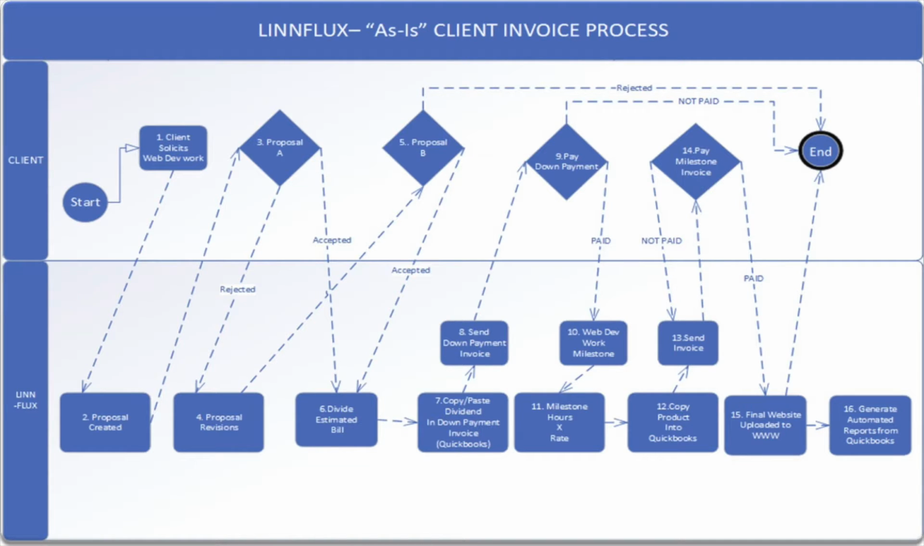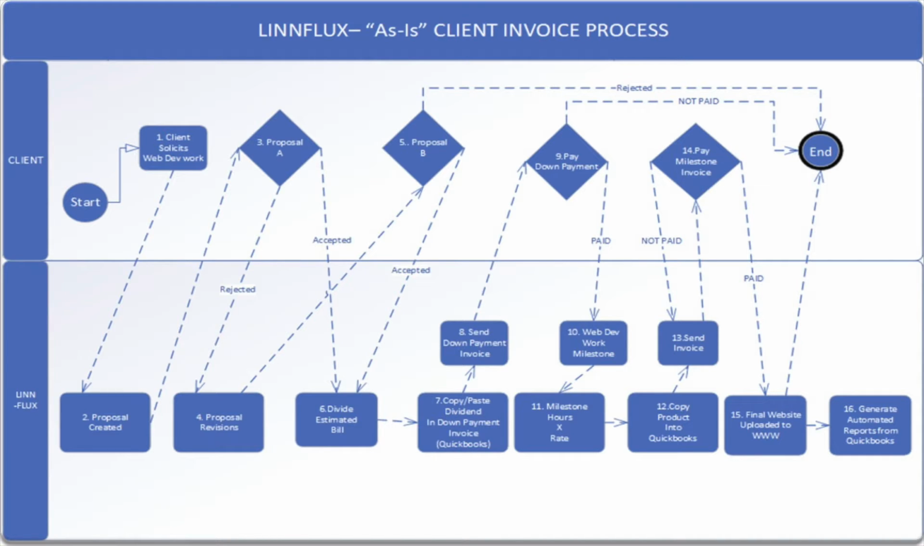In Shape 6, the bill will be divided into the initial down payment and milestone payments. These payments may or may not be of equal amounts based on Linnflux's discretion. In Shape 7, that division will be copied from Google Sheets to QuickBooks for the invoice by an assigned payroll Linnflux employee. In Shape 8, the down payment invoice is sent to the client.